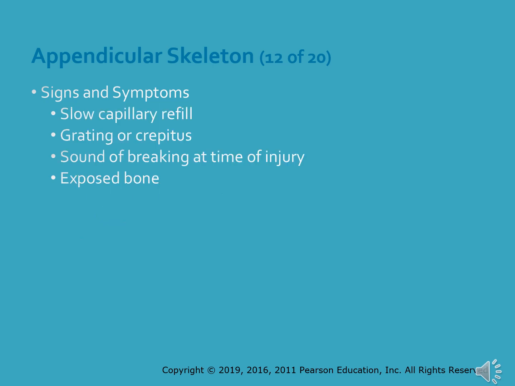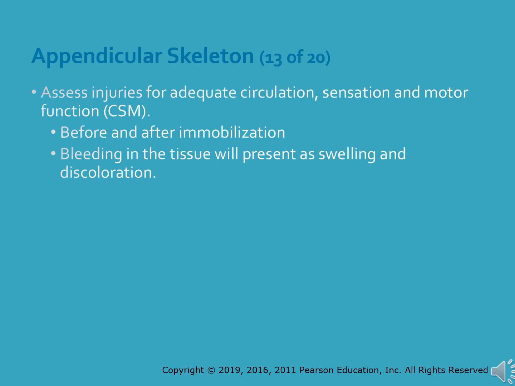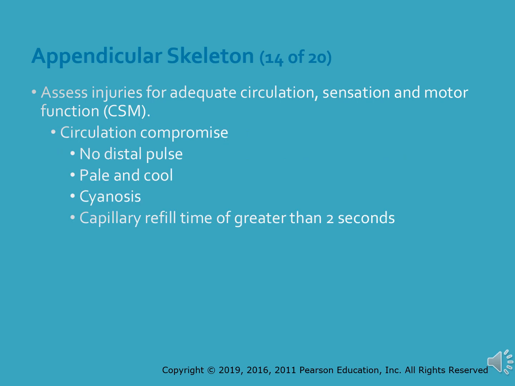They can also have slow capillary refill, grating or crepitus, sound of breaking at time of the injury, and an exposed bone. You want to assess the injuries for adequate circulation, sensation, and motor function, or CSM. You want to do this before and after immobilization, so you know if you lose the pulses due to any movement that you may be doing. And then bleeding in the tissues will present as swelling and discoloration. You also want to check for circulation compromise, so if there's no distal pulse, pale or cool, cyanosis, and then capillary refill time is greater than 2 seconds.